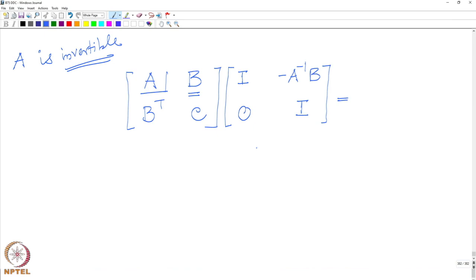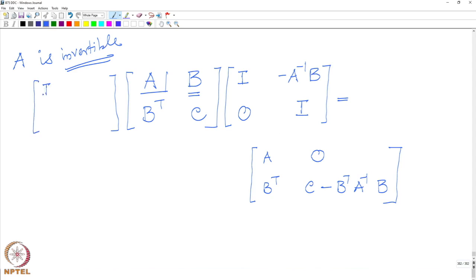The result of this matrix is as follows: A B transpose will remain intact, because it is just this, and for this it will be minus B, right, plus B. So, this will be 0, and this entry will be C minus B transpose A inverse B, right. Further, I multiply this by the transpose of this matrix. The transpose of this matrix will be identity, minus B transpose A inverse.